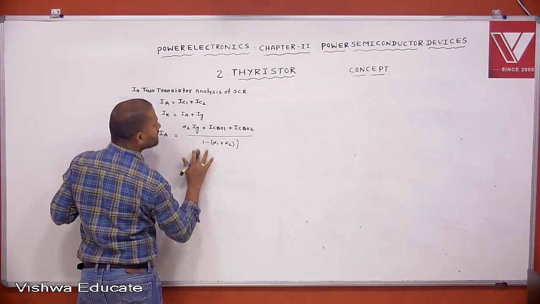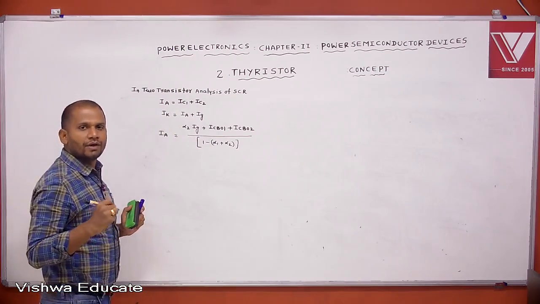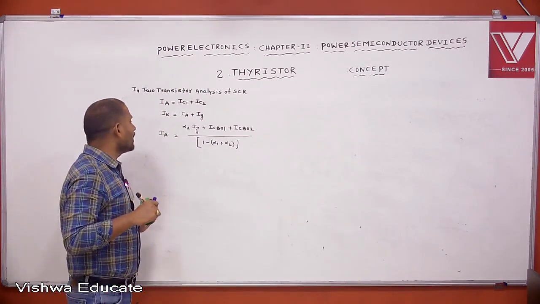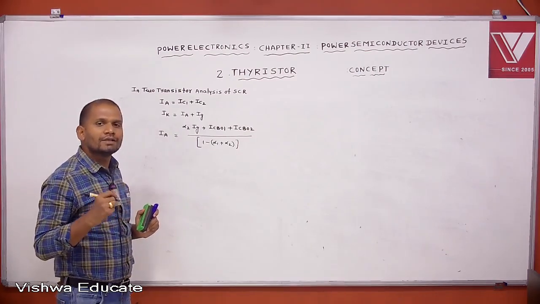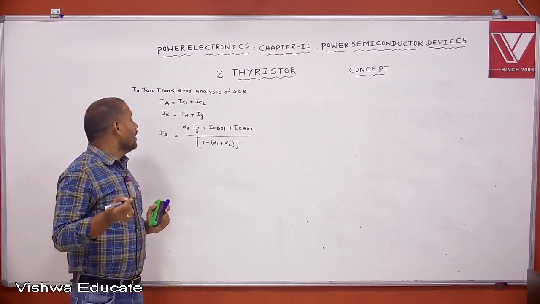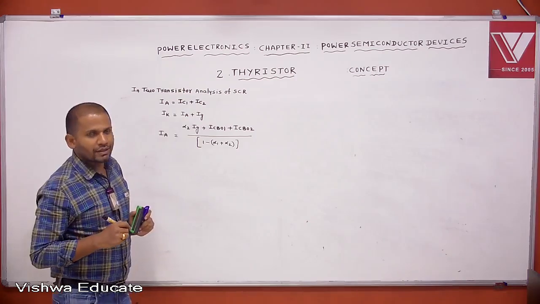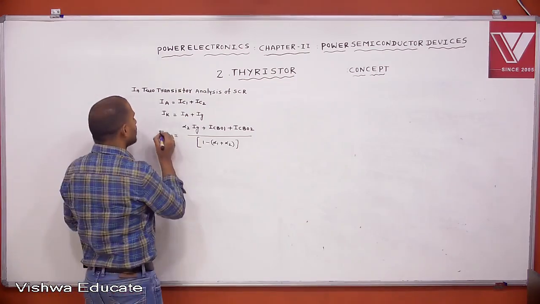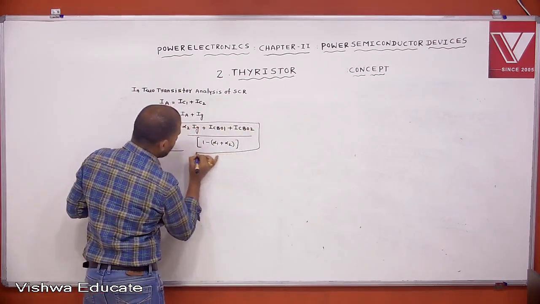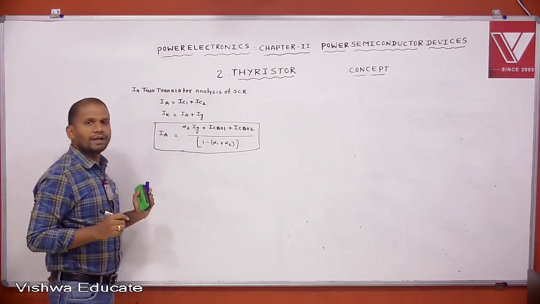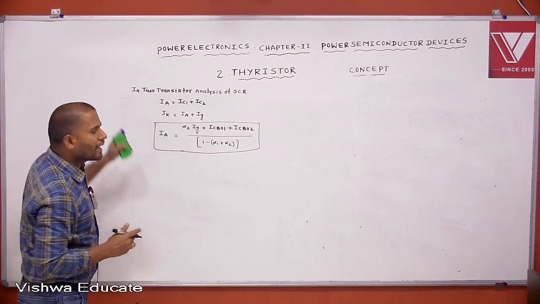What are alpha 1 and alpha 2 here? Current gains. Alpha 1 is the current gain of the T1 transistor, alpha 2 is the current gain of the T2 transistor. ICB01 is the collector to base leakage current in the T1 transistor, ICB02 is the collector to base leakage current in the T2 transistor. Now by using this standard equation, we want to explain the gate triggering method and temperature triggering method, and I want to prove that within the SCR a positive feedback action exists.